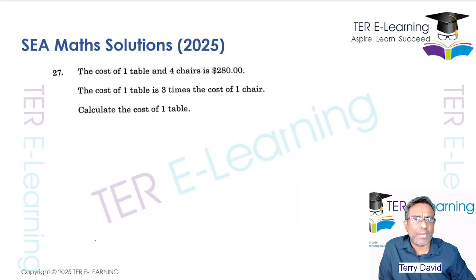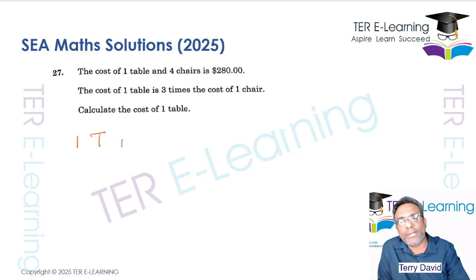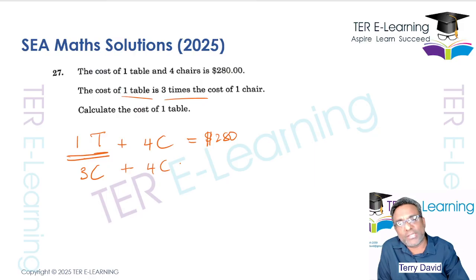The cost of 1 table and 4 chairs is $280. So 1 table and 4 chairs is equal to $280. The cost of 1 table is 3 times the cost of a chair. Therefore, the cost of 3 chairs plus 4 chairs is equal to $280, so a total of 7 chairs costs $280.